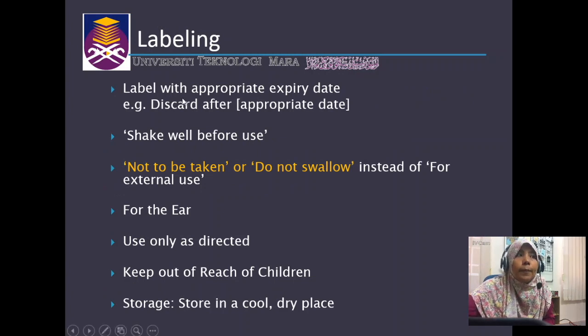Okay, for labeling, label with appropriate expiry date. So you put the appropriate date. And then you can also put shake well before use, not to be taken, do not swallow, instead for external use only. Meaning that you give a specific direction for the patient. You can also add for the ear only, use only as directed, keep out of reach of children, and for the storage, store in a cool, dry place.